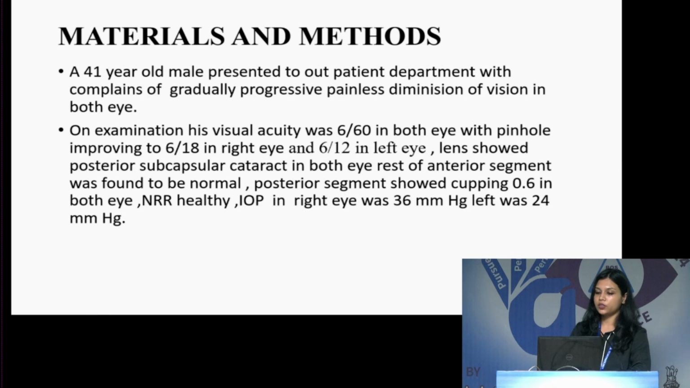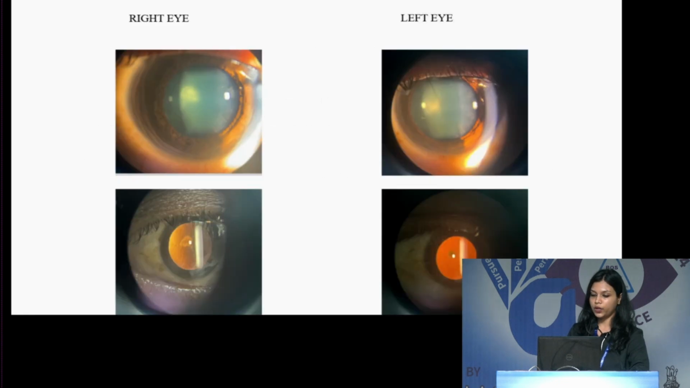On examination, his visual acuity was found to be 6/60 in both the eyes, with pinhole improving to 6/18 in the right eye and 6/12 in the left eye. On slit lamp examination, there was posterior subcapsular cataract in both the eyes, and the rest of the anterior segment was normal. On posterior segment, there was a cupping of 0.6 in the right eye and 0.7 in the left eye. In the inferior quadrant, inferior rim thinning was found, and IOP in the right eye was 36 and in the left eye was 24.